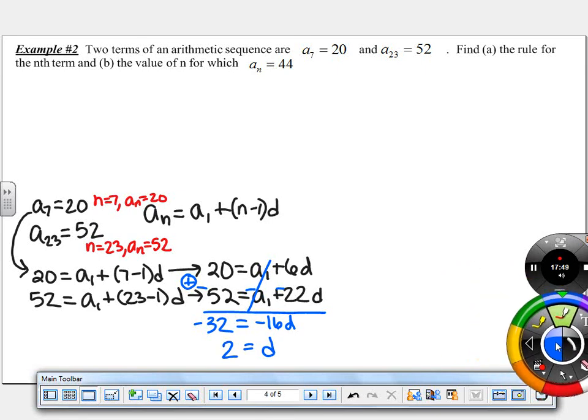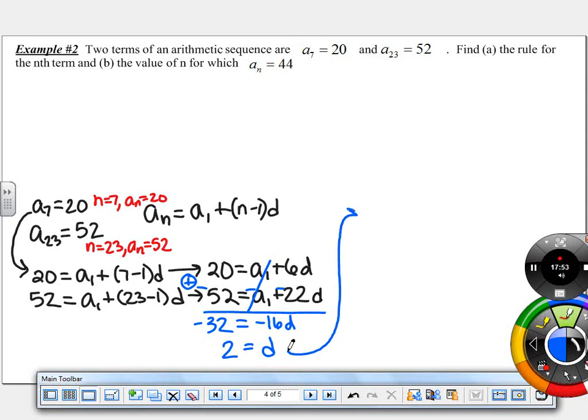I still don't have my first term, so I'm going to take the fact that d is equal to 2, and I'm going to plug it into one of those equations I was using. So I'm going to use the first equation right here. So 20 is equal to a1 plus 6 times d, but I now know that d is 2. So this gives me that 20 is equal to a1 plus 12, meaning a1 is 8.